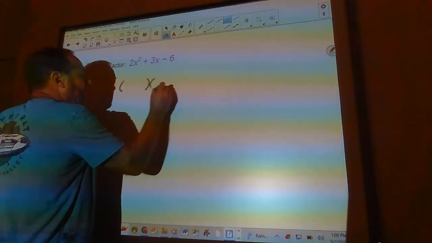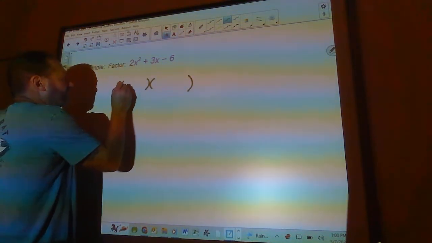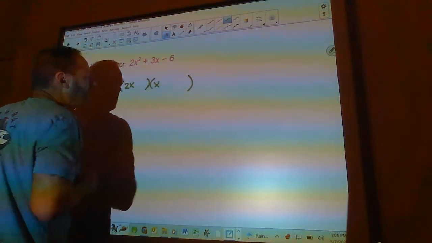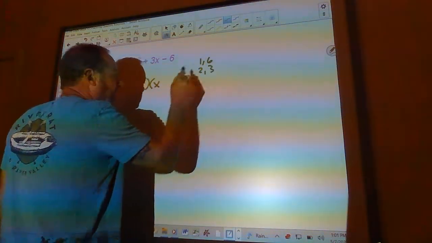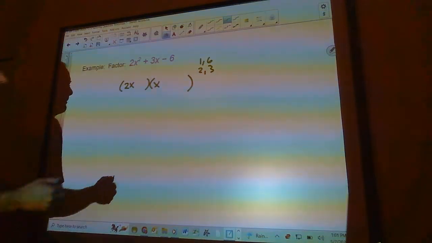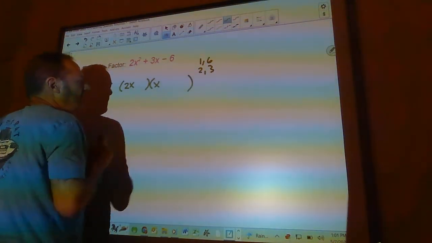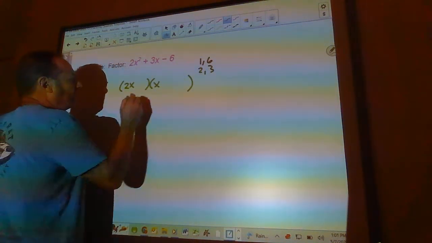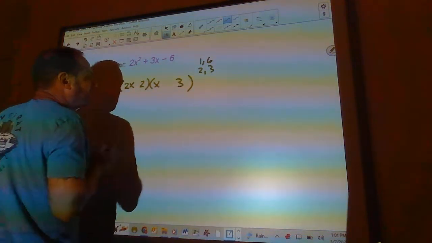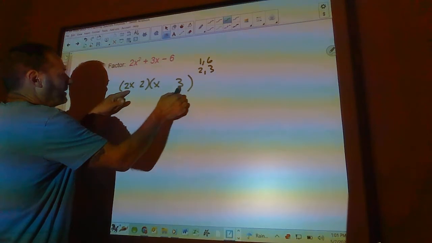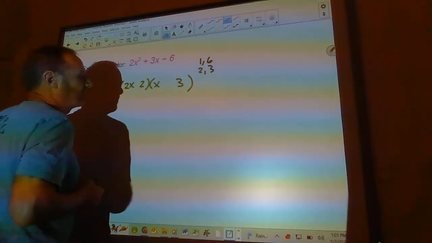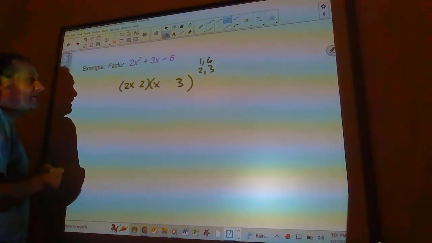Okay, so factors of 2x squared would be 2x and x. Factors of 6 would be 1 and 6 and 2 and 3. Like I said, I usually start with these middle ones here. So let's try a 2 and a 3, and I need to make 3 in the middle. Well, this is 6, 6x, that's 2x. Well, I can make 4x, and I can make 8x.